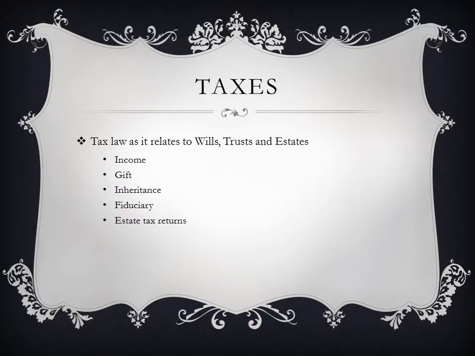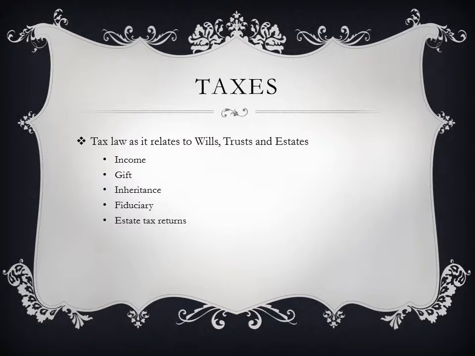The next topic is always a favorite, and I say that jokingly. Taxes is never a fun topic to talk about, and it's even harder sometimes to understand. And in this course, we have to understand that wills, trusts, and estates have tax issues, if you will, based on tax laws. And some of the tax laws we're going to examine in a very brief way so that you gain knowledge.